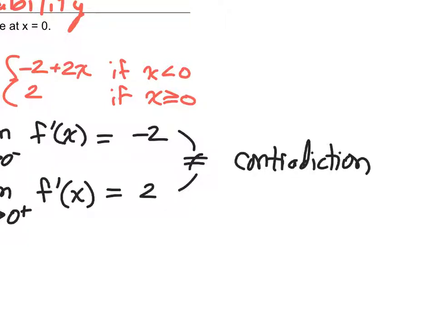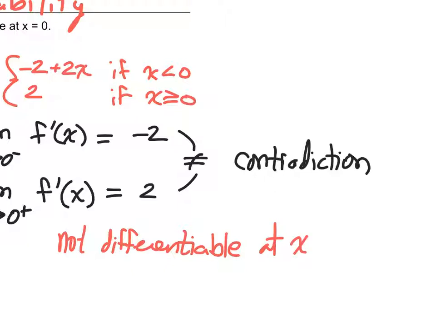In order for there to be a slope of a tangent line at a point, it would have to be a single slope. Here I just came up with two different slopes, but at the same location. It's a contradiction, which means that I don't have a way of determining what the singular slope is at that particular point. So what we would say is it is not differentiable at x equals 0. It was continuous, but it was not differentiable.